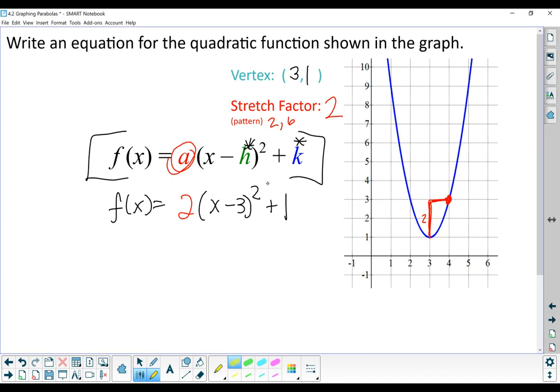Make sure when you're writing these equations that you aren't leaving off the power. That power is what tells us that it's a U shape. It's very necessary. And without that power, it would actually be a straight line.